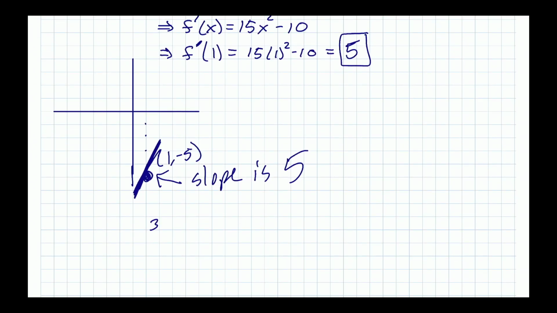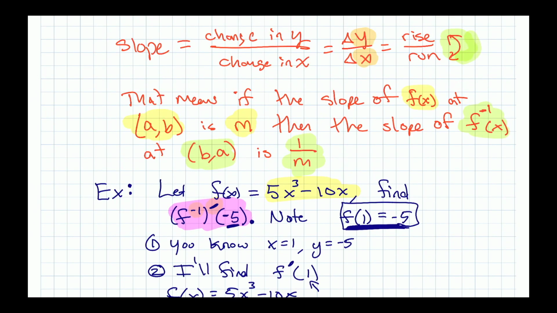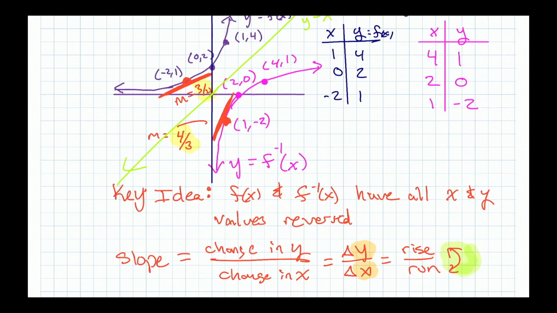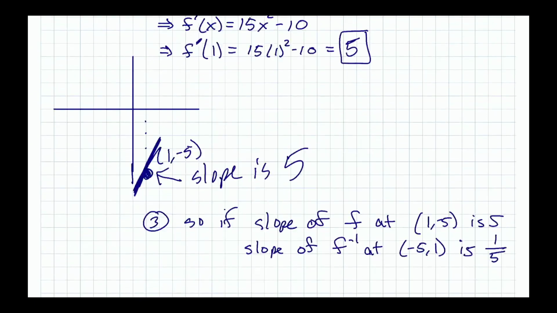So all of what we did here tells me that if the slope of f at (1, -5) is 5, the slope of f inverse at (-5, 1) is, what is it? 1 over 5, right? That's the relationship that we got from the picture and from what we wrote right here, because you switch the x and y values, which makes the slope go upside down.